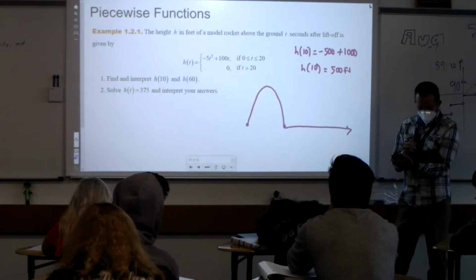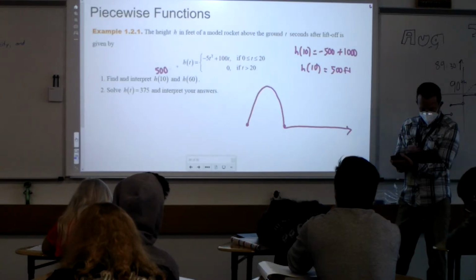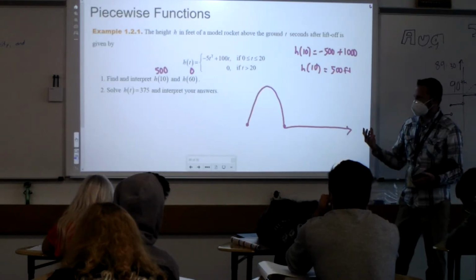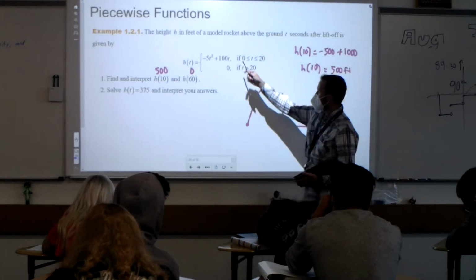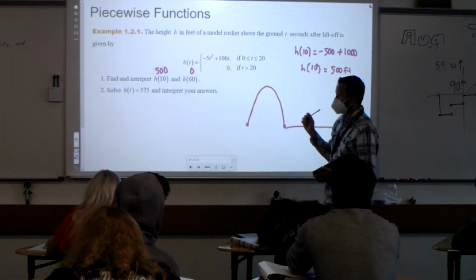All right. Does that make sense how we got these two, 500 and 0? This is just kind of an introduction to a piecewise function. We'll have different pieces that we put together to make a function.